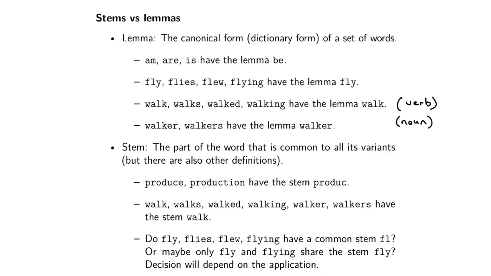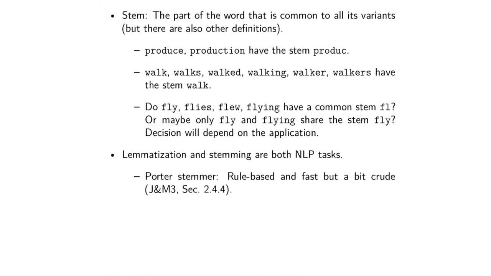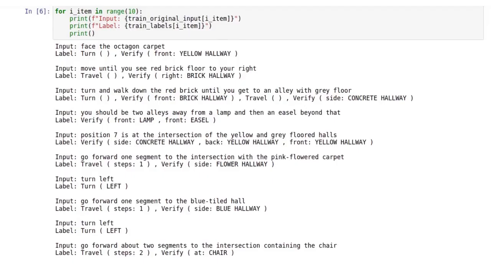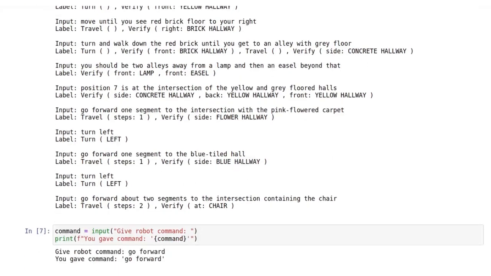There's a very nice stemmer in the textbook, which you can read up on. It's like 3 lines of code, called the Porter stemmer. It's rule-based, it's crude, but it works pretty well. In my robot example, I actually like to use a stemmer. So we started with our data set looking like this. We've got all the data here.